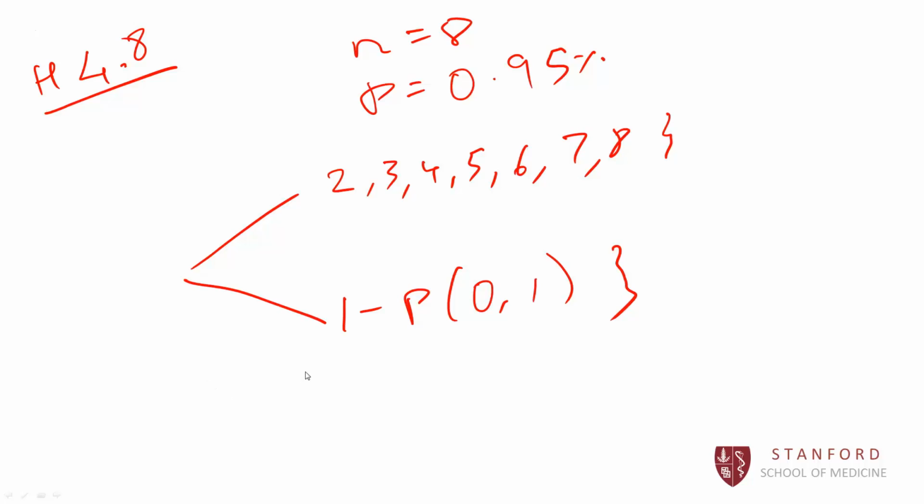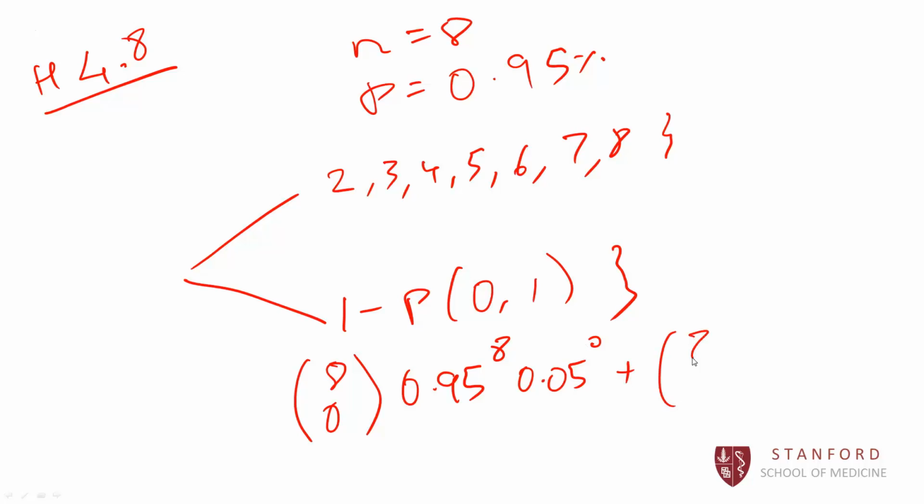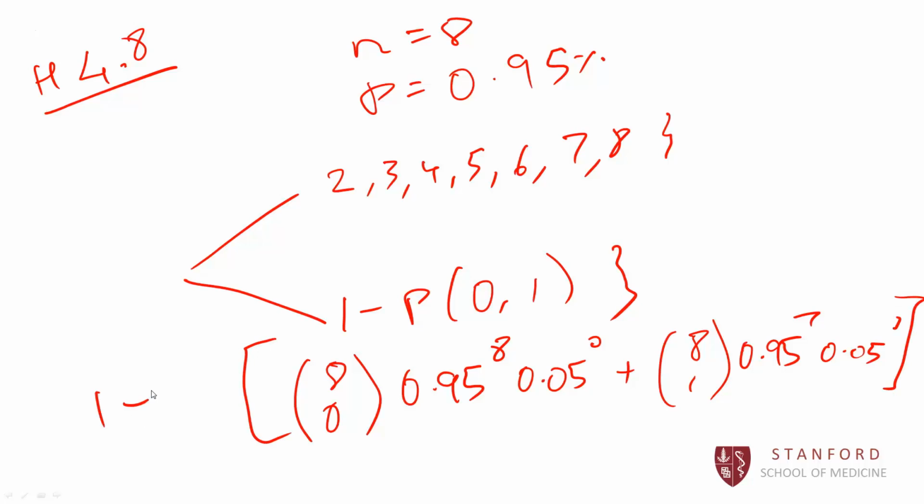The probability of having no failed operations on a given day is, the probability of having 1 failed operation on a given day is, and if we just add these 2 terms and subtract them from 1, the answer we get is 5.7%.